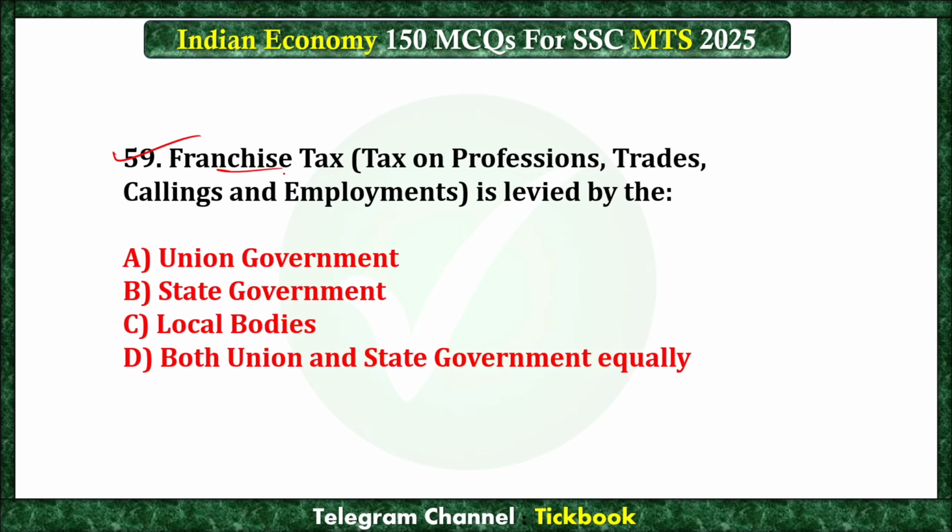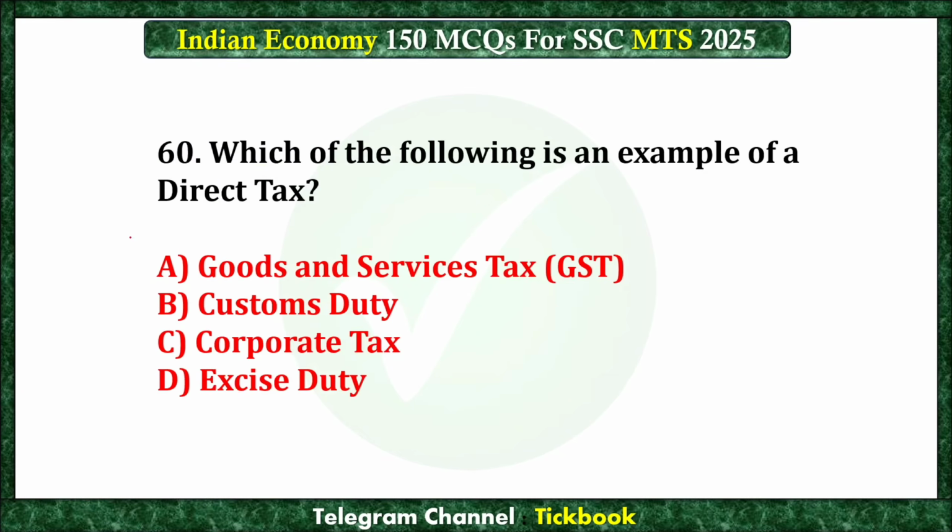59. Franchise tax or a tax on professional trades, callings and employments is levied by the option number B, state government. 60. Which of the following is an example of a direct tax? C. Corporate tax.